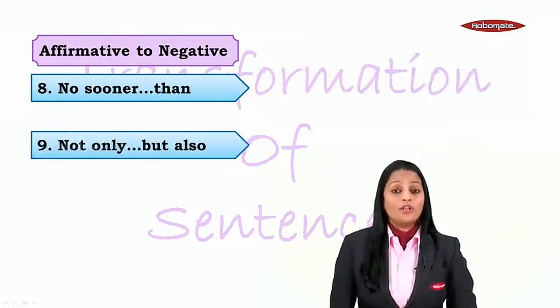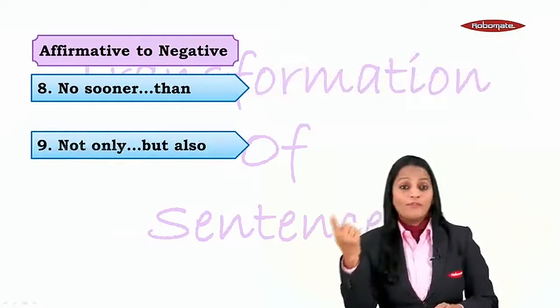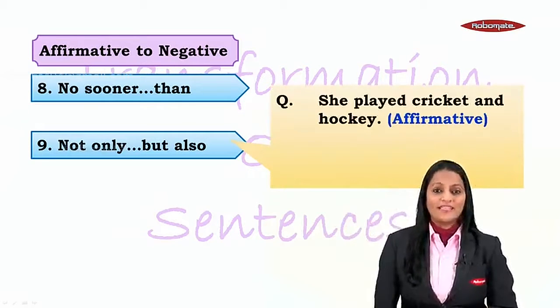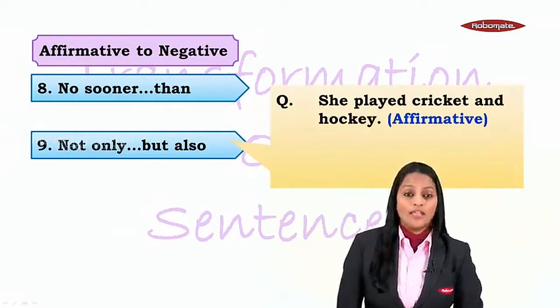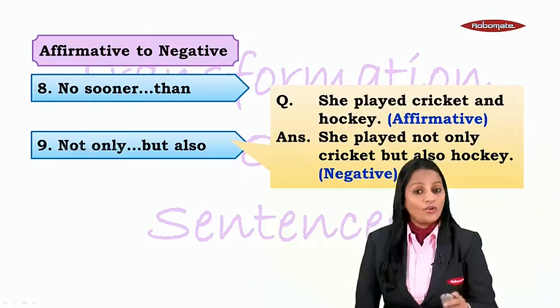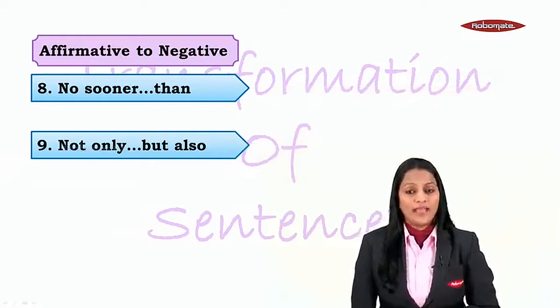Next one, not only but also. Remember students, two things, and then not only before the first thing but also in place of and. We've already done this. She played cricket and hockey. If you remember, we've taken the same sentence. She played not only cricket but also hockey. We have made it negative with that.